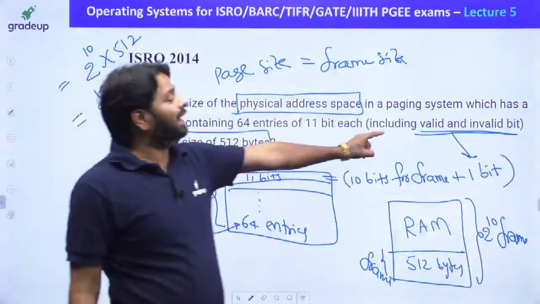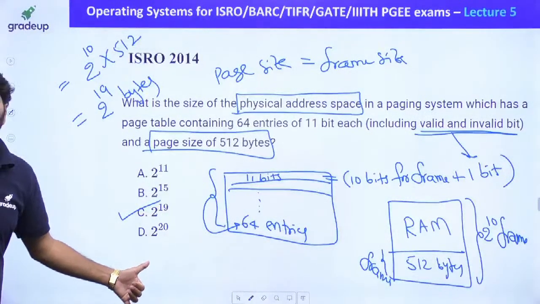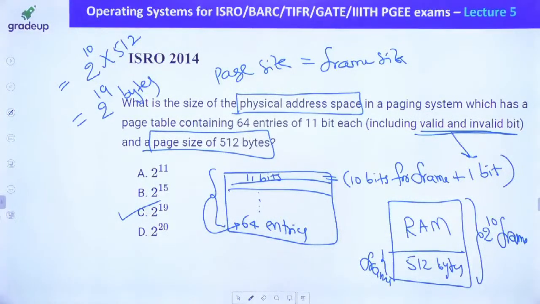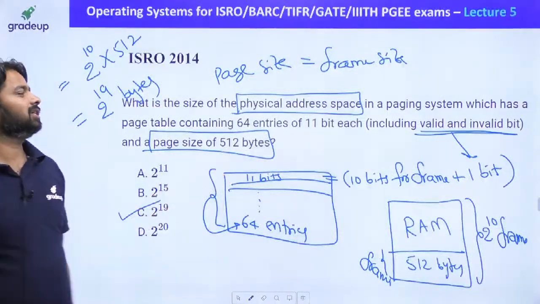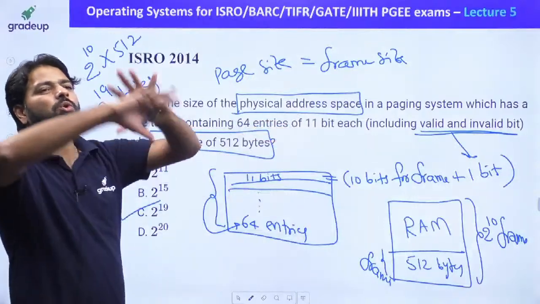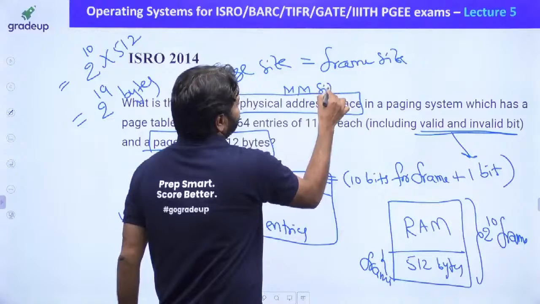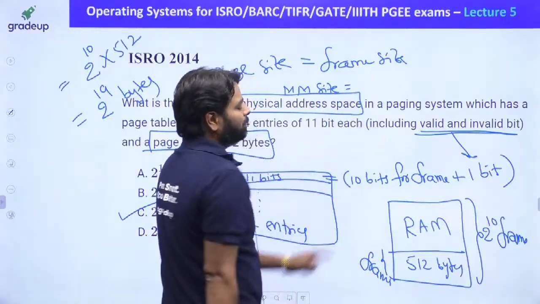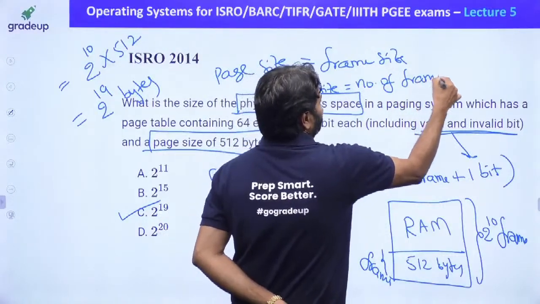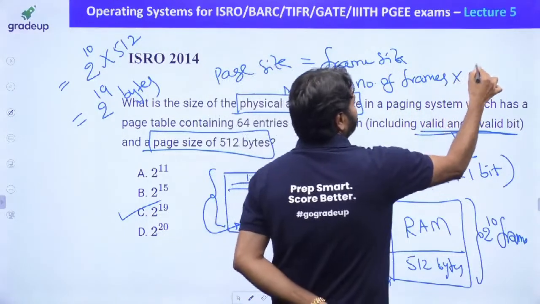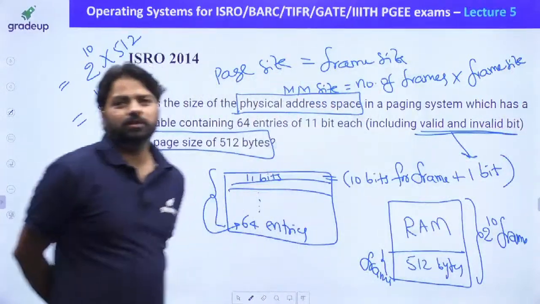If they don't give valid invalid, then 2 power 20. Everybody? 2 power 8 is just the frame size, that's all. But they are asking physical address, total main memory size. Main memory size is equal to the number of frames into frame size. Number of frames you can calculate from the page table entry. Correct?